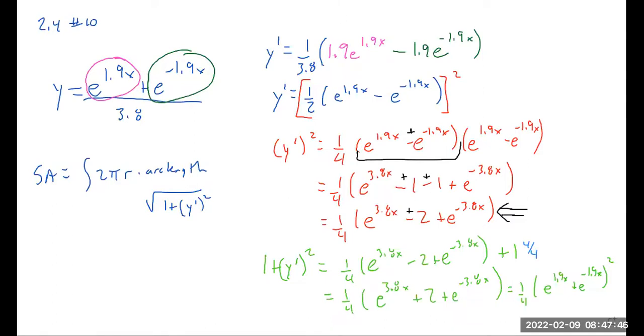All right, well, now we're ready to take the square root, right? If we come back to the arc length formula, this is the square root of all that stuff. And so what that's going to give us is a 1/2. It's the square root of the 1/4. And then the square root of that stuff being squared is just that stuff.